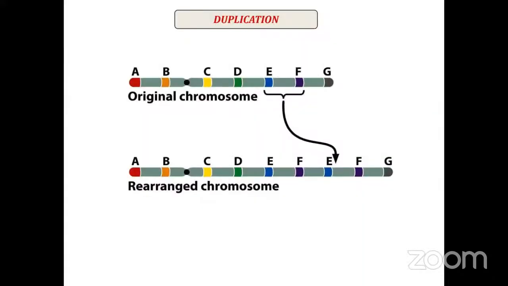Then duplication. Here we can see A, B, C, D, E, F, which is the native gene sequence, the original chromosome. And there you can see A, B, C, D, E, F and again E, F. So the E, F genes have been duplicated. The two genes, the chromosome segment, have been duplicated.